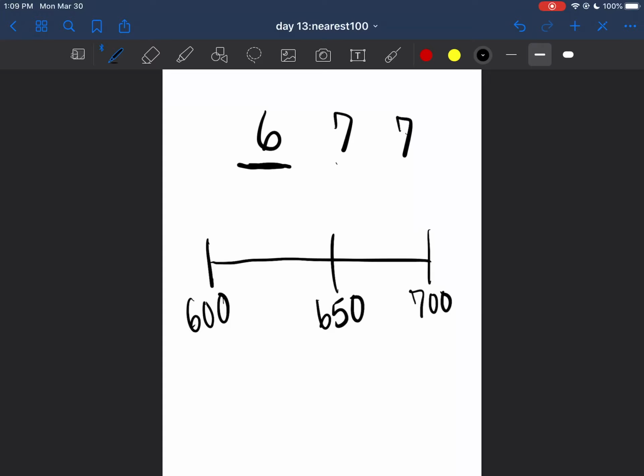677, does it come before 650 or after? It comes after. So, is it closer to 700 or is it closer to 600? It is closer to 700. So 677 rounded to the nearest hundred is 700.